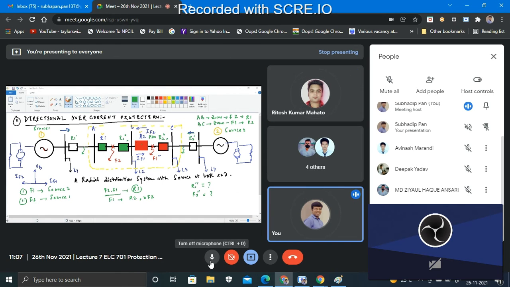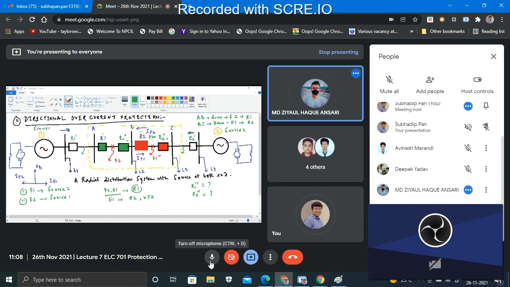RB plus RC, that is B and C, is 12? RC is 7 and RB is 4, so this is 11. Okay, from this back process you can complete it.